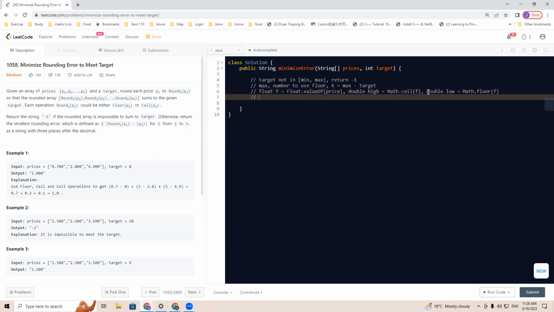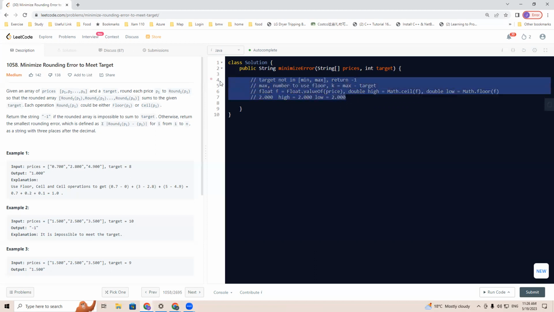The fourth thing we want to say is that for a number like 2.0, when we use the ceil function, the high will be 2.000, and its low will also be 2.000. So it is possible for this kind of number that the floor and its ceil are the same. This is the thing we need to take notice of.